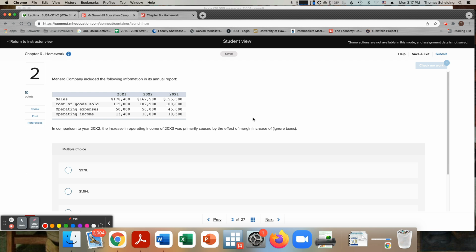We can see here that operating income went from 10,000 to 13,400. So we want to understand that $3,400 increase. Why is that going up? And more specifically, how much of that $3,400 increase was caused by the fact that the operating margin was increasing? So we need to find the operating margin for each year. That's the key to this question.